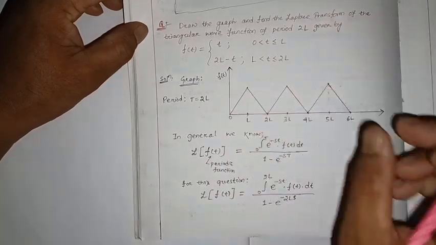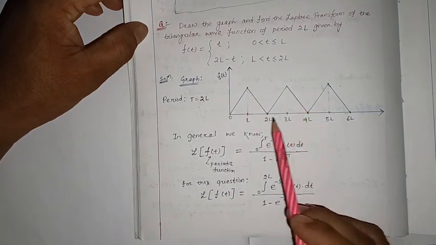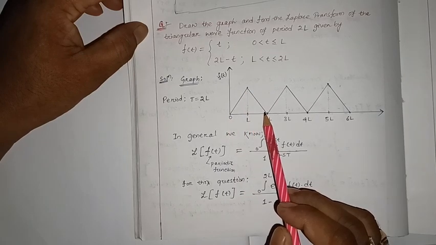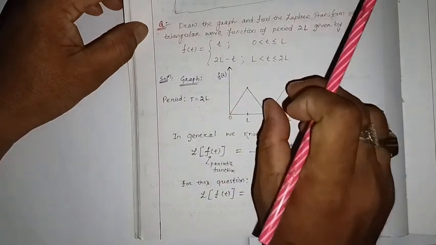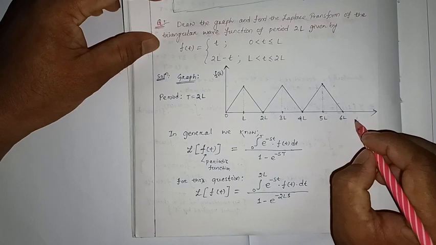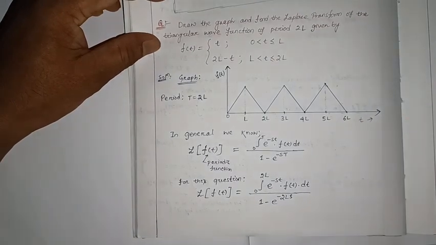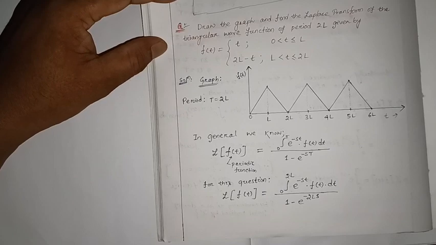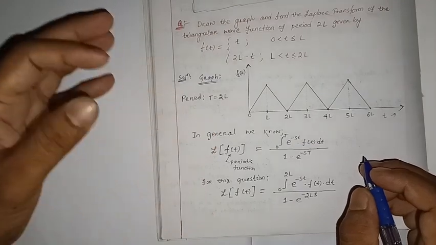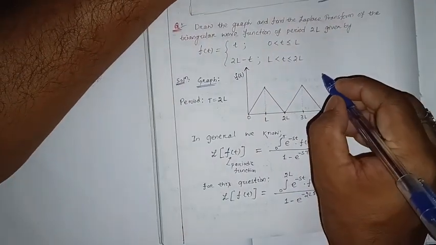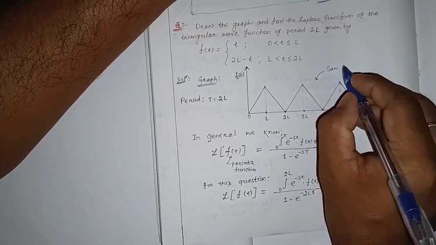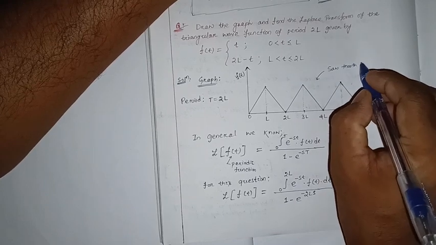And this is periodic, meaning this function will repeat after 2L. So from 0 to L, this is the function, then after 2L it will repeat, moving along the x-axis. But this is considered as t, along the x-axis. So this is the graph. This type of waveform is also called a sawtooth waveform. Here I am going to write that this type of wave or periodic function is also called a sawtooth wave.